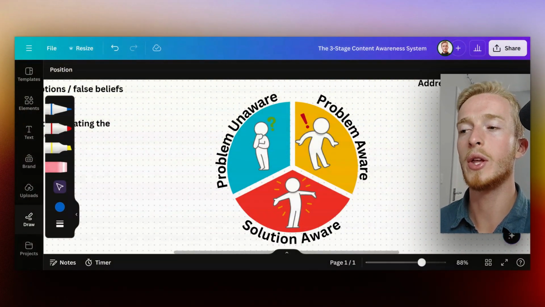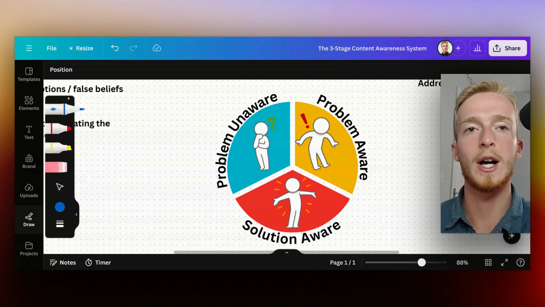And what I'm going to be sharing with you right now is the three-stage content awareness system that I'm using, and I'm also using for my clients as well, that helps you attract attention, nurture it, and convert it all in one go. So let's look at this first of all.